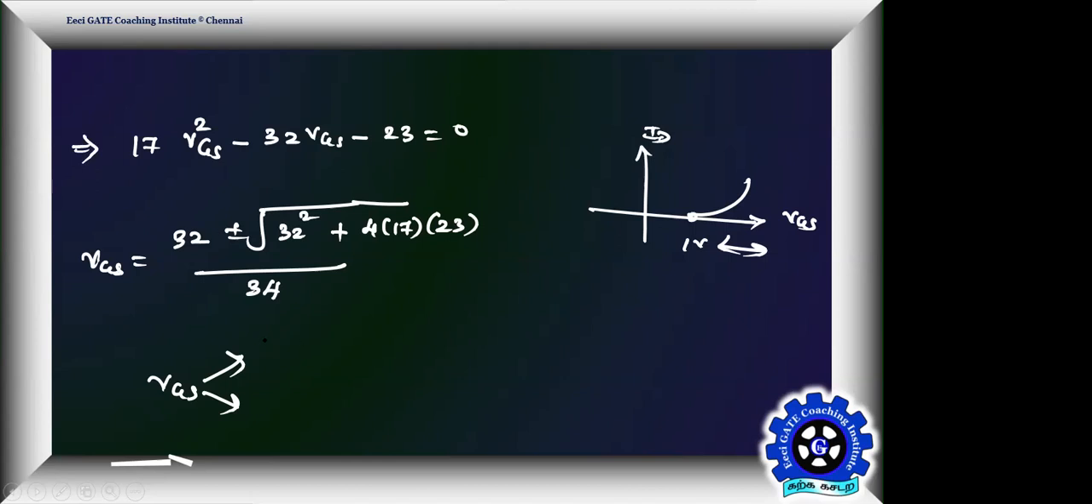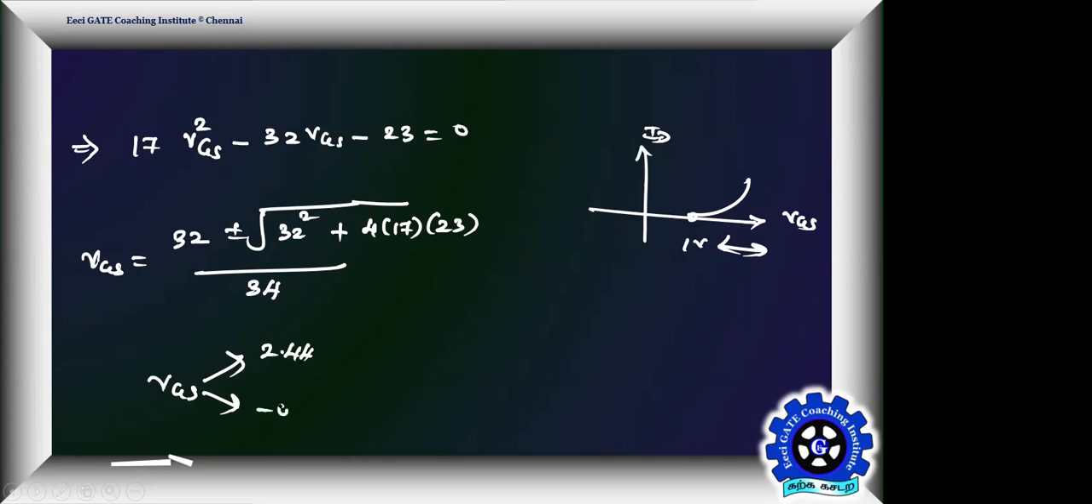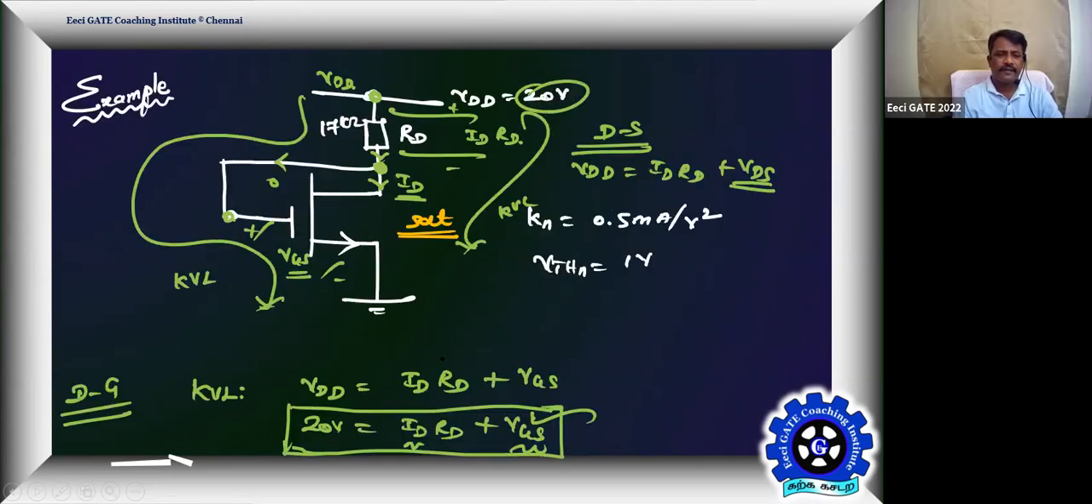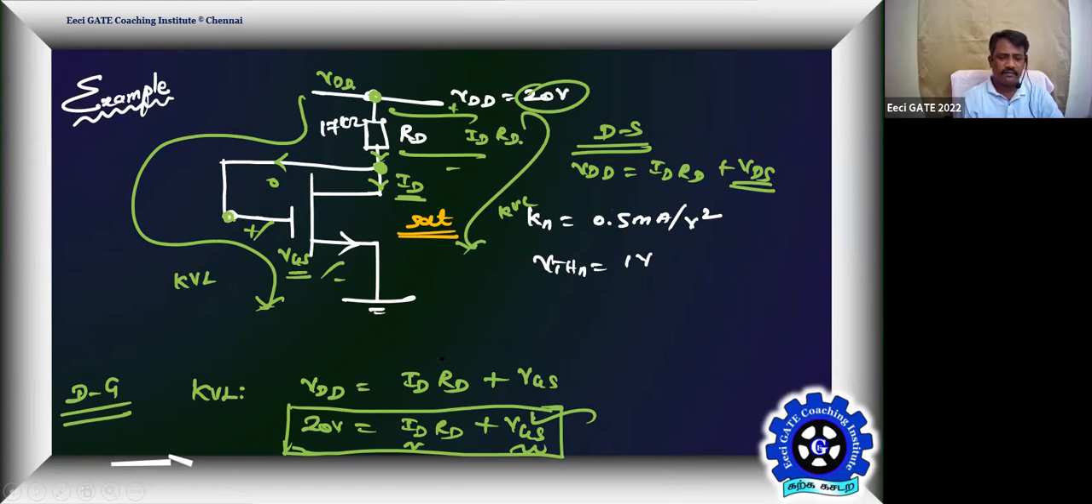Sir, through calculator, one root is 2.44, another root is minus 0.56. Any mistake committed? Correct. Okay. So I set VGS equal to 3 volt.